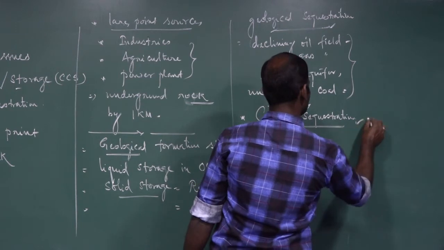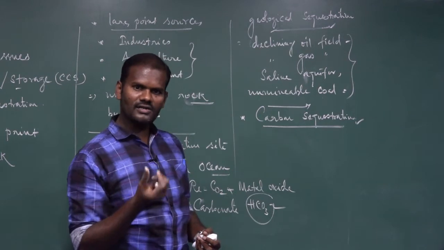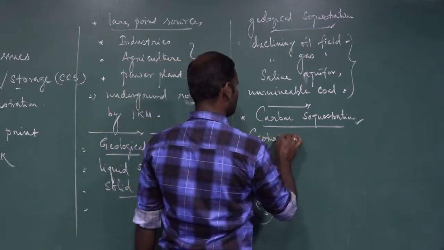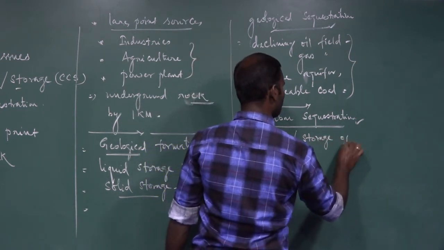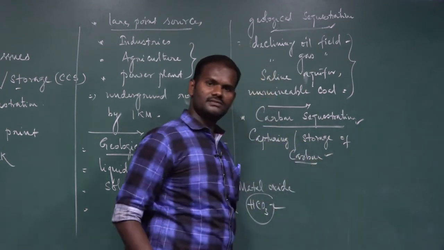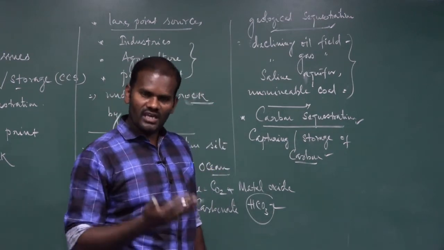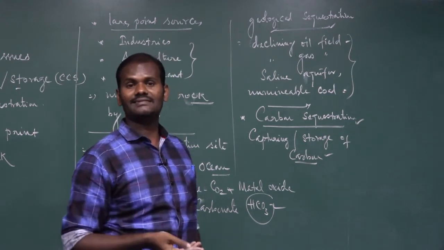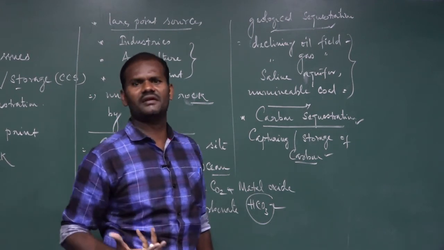Carbon sequestration is a process of capturing and storing carbon to reduce the carbon dioxide availability in the atmosphere. If the level of carbon dioxide rises in the atmosphere, what will happen? It increases the earth's temperature, and automatically it may cause global warming. There is a drastic change in the weather conditions.